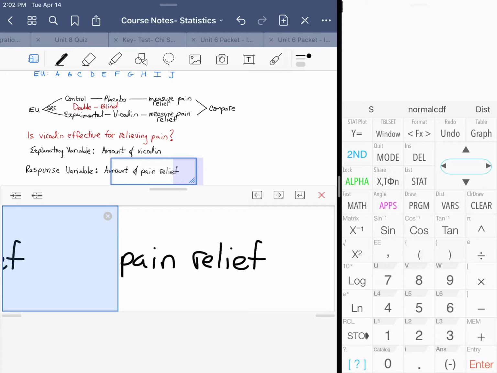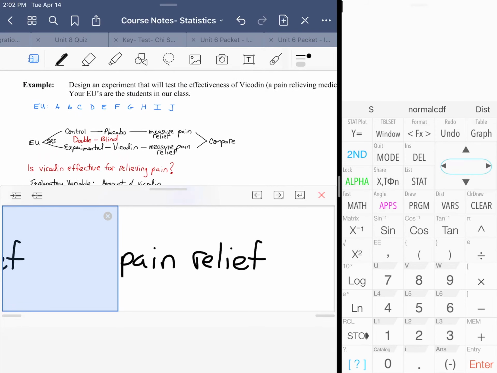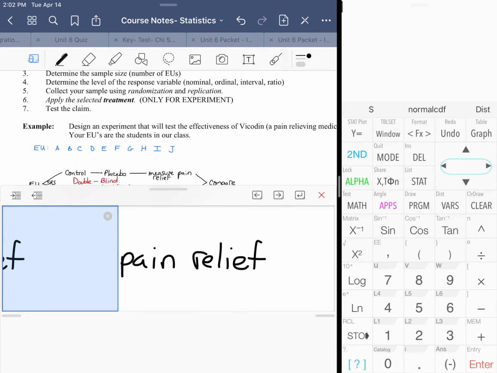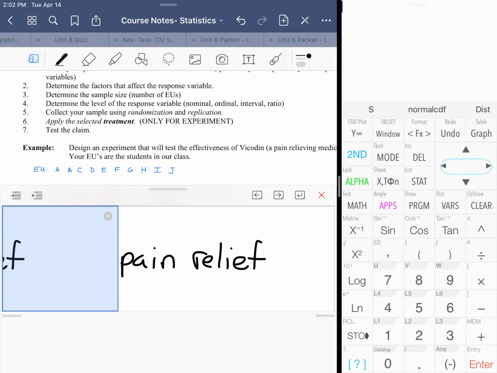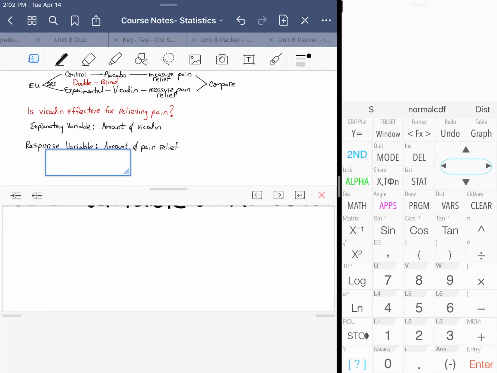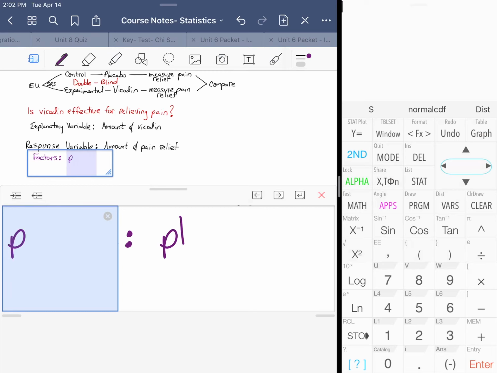Okay. If you had decided to measure just the level of pain, then it would be the amount of pain. All right, so there's a couple different directions you can go there. Determine the level of factors that affect the response variable. All right, so the factors. Oh, geez, there's like infinitely many. That's not true. There's just a lot.